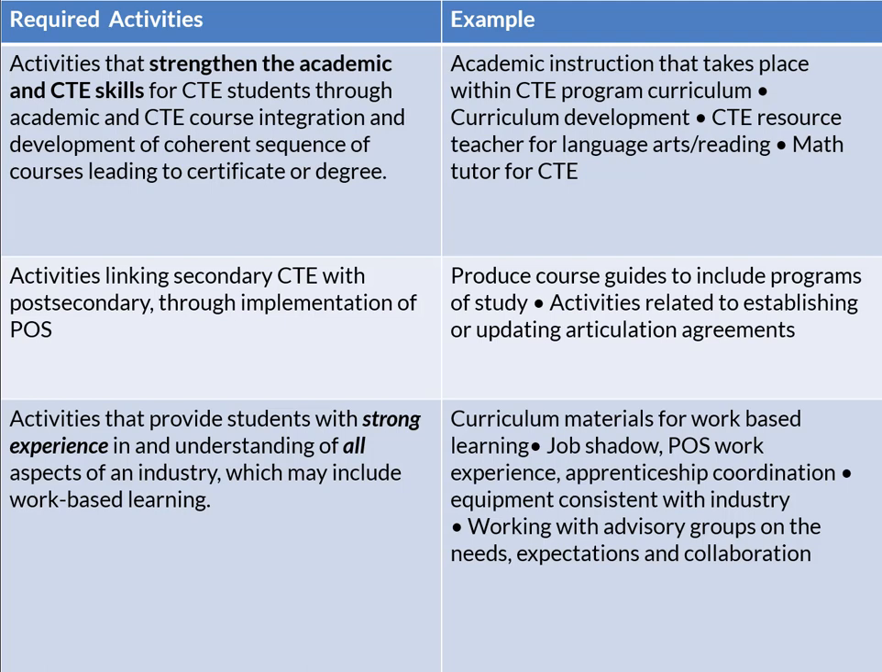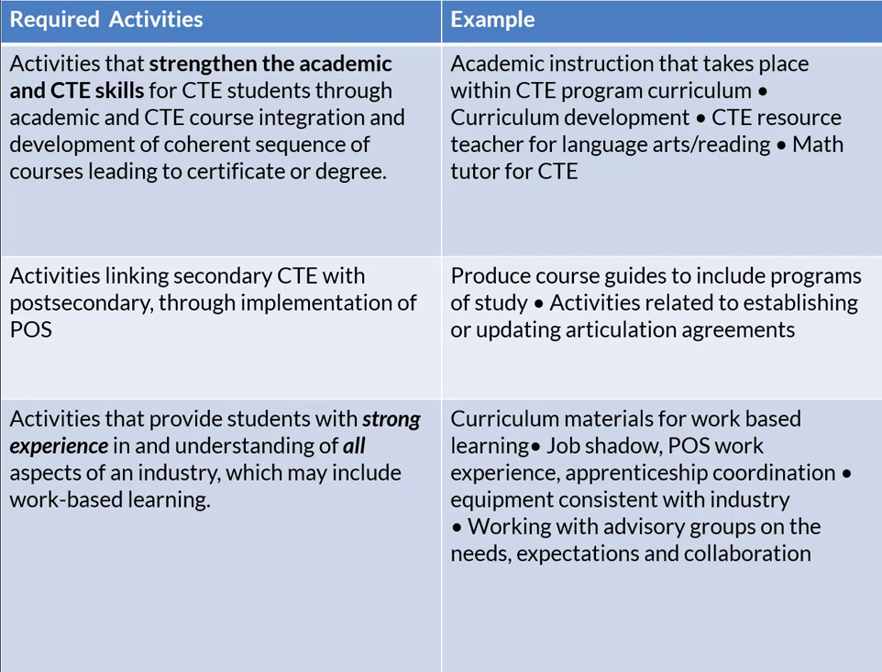So, for example, the first required activity, seen on the top row, are those that strengthen the academic and CTE skills of students through course integration and course sequences leading to a degree. An example of an allowable expense could be salary for curriculum development over the summer, or a resource teacher to help boost reading and math.